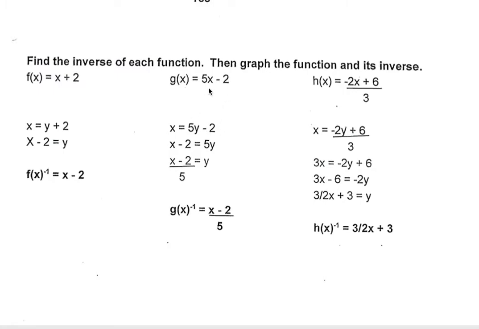So this one here, we start off with g of x equals 5x minus 2. So again, we change this to a y, and then we exchange the x and the y's. Just swap places. You notice we did that here. We got x equals 5y minus 2. Now, okay, we're solving for y, so the first thing we have to get rid of is our minus 2.